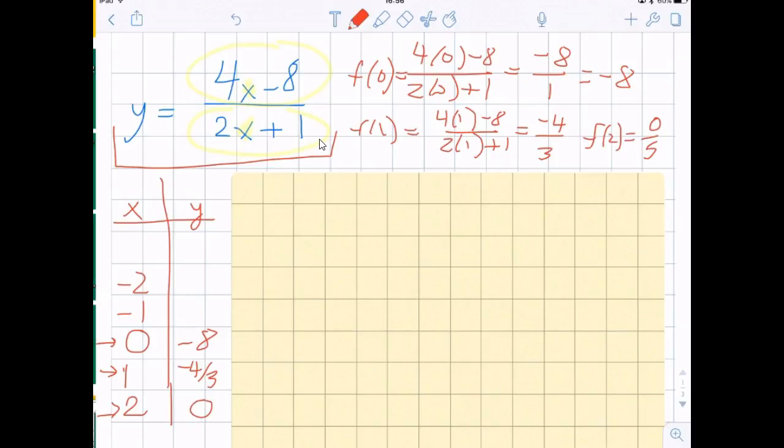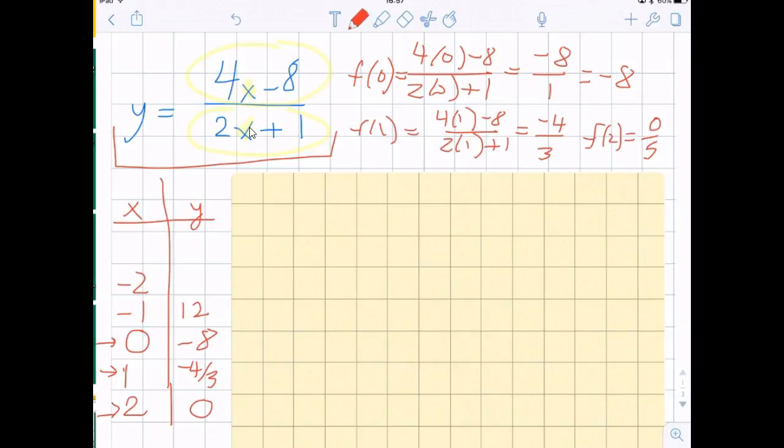What about if I put x equals -1 in there? Then I'm going to have -1 times 4, which is -4. -4 minus 8, which is -12. So I got -12 on top. And then I put -1 in the bottom. I'm going to get 2 times -1, which is -2, plus 1, which is -1. So I get -1 on the bottom. So -12 divided by -1 is just 12.